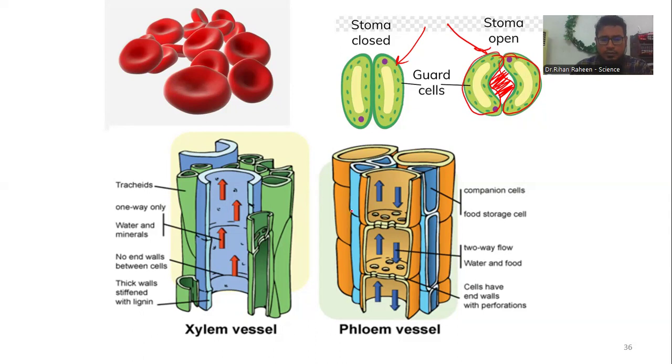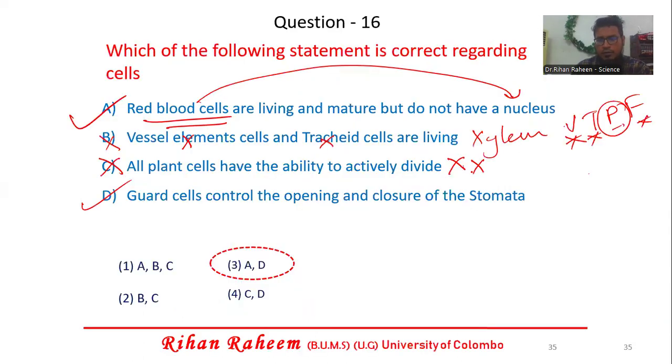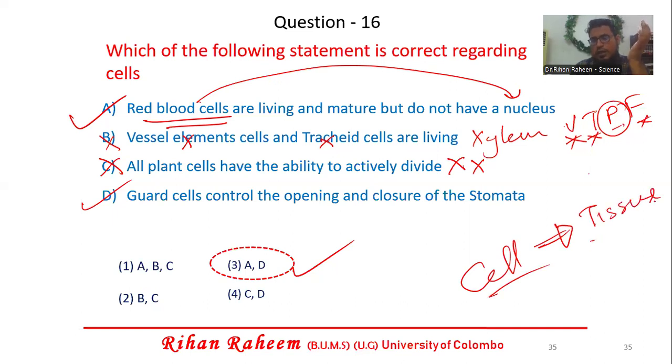The other tracheids, vessel elements, phloem and all, you will study in grade 11. So therefore A and D are correct in this situation. This cell lesson correlates with the tissue lesson of grade 11, so that's why cell questions as well as tissue questions are included.